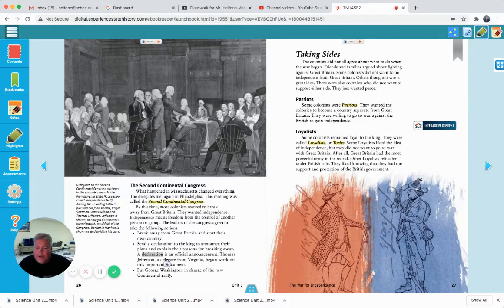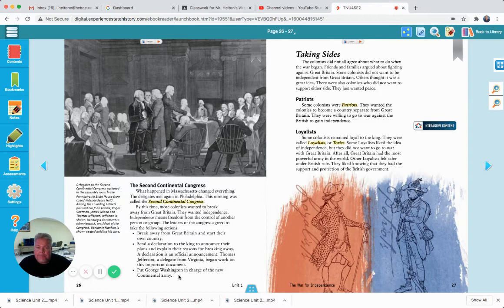They put George Washington in charge of the new Continental Army. Well, he used to be a British soldier, remember? He was a good military man, and they put him in charge of the Continental Army. So you've got the British Army, sometimes called the Redcoats, and you've got the Continental Army. The Continental Army are the people living in the colonies who are forming an army to fight against the British.